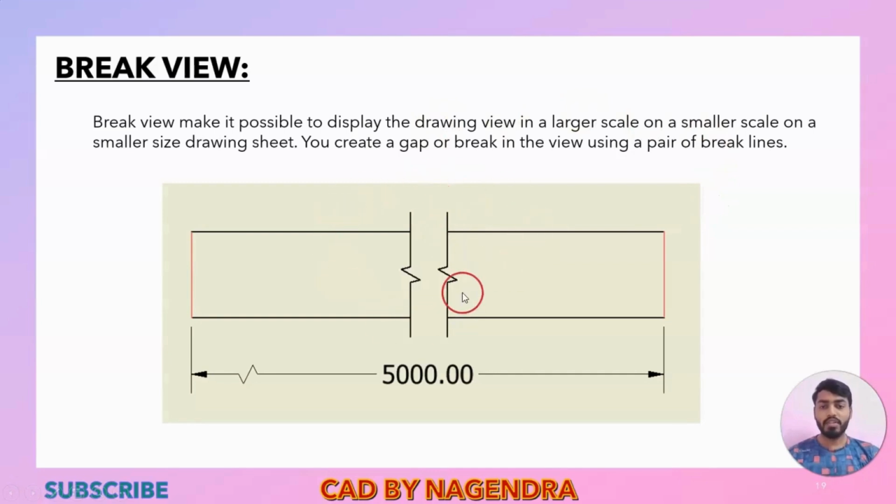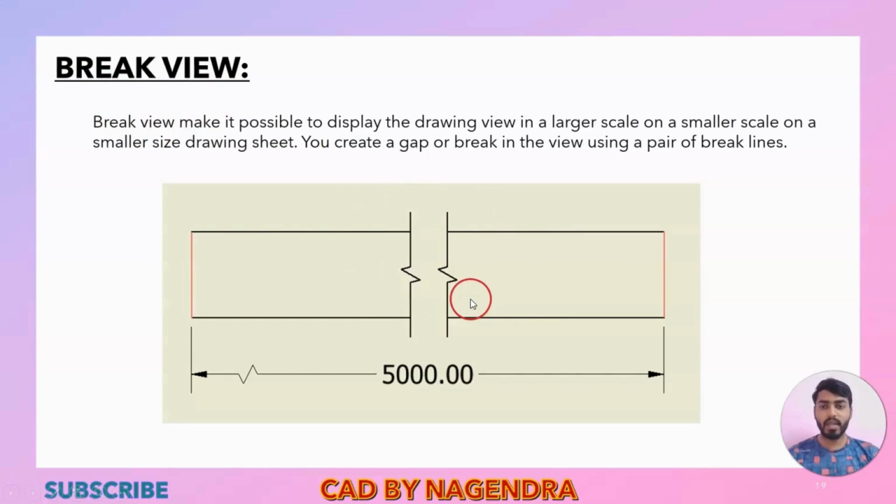But the dimension for this one we are having here is 5000. So if you want to specify this view on that A4 drawing sheet, it is not possible. Why? Because the maximum horizontal length there is 297, but here we are having 5000. In such a condition, one thing we can go with is scales. But if you go with the scale, along with this horizontal length, the vertical length also will be reduced. So we will not be able to see the proper shape. So in such cases, we use break views.